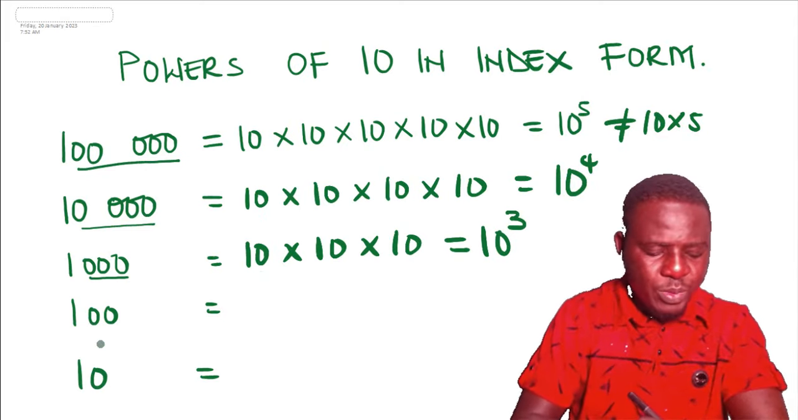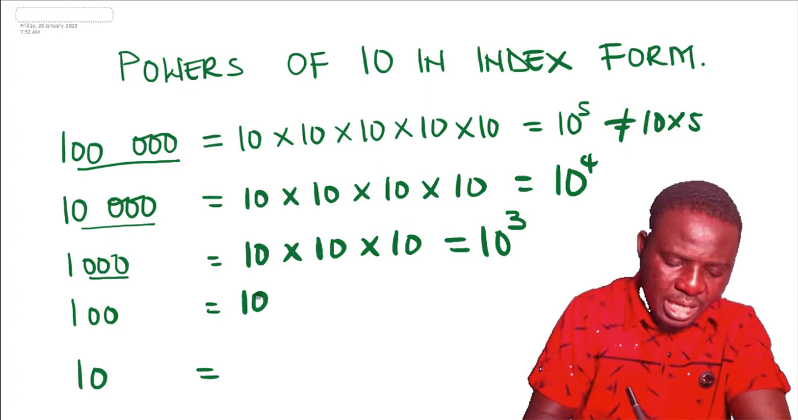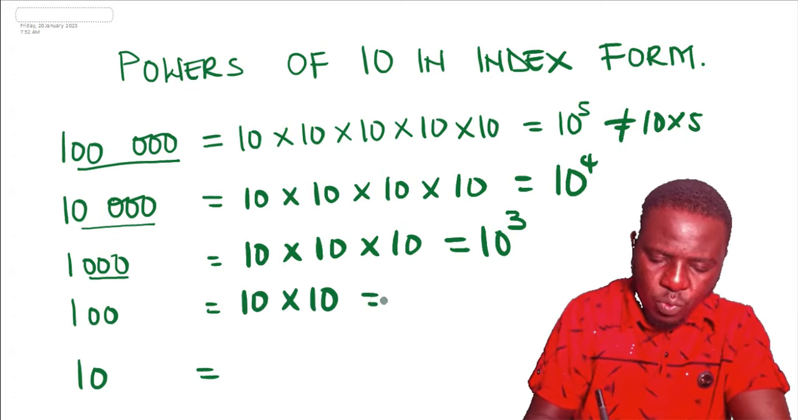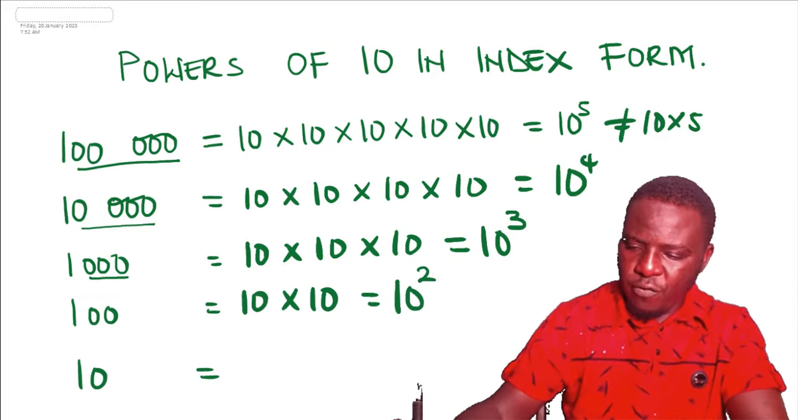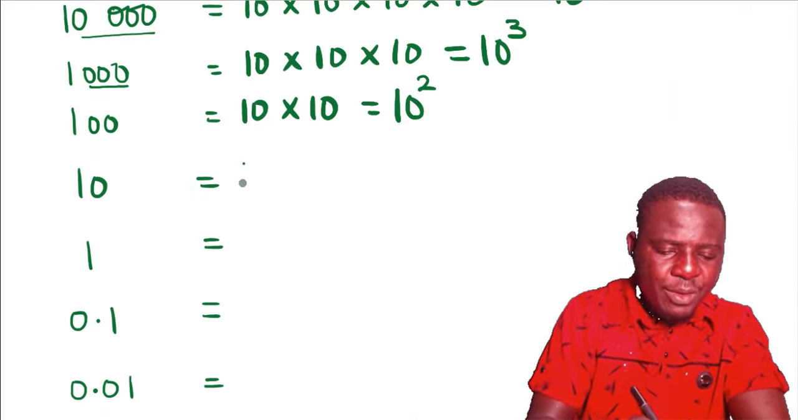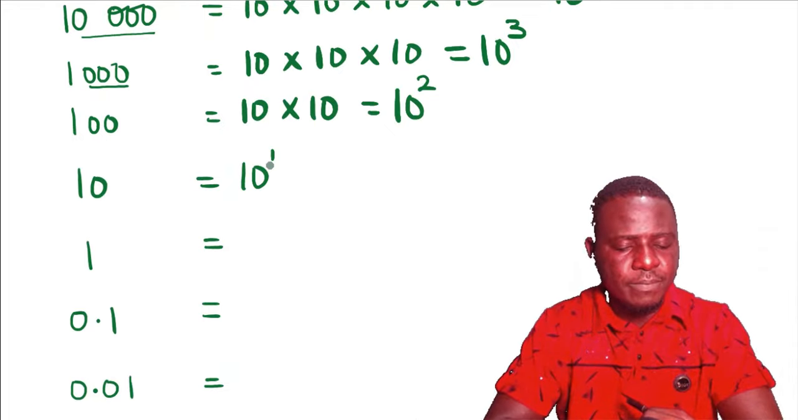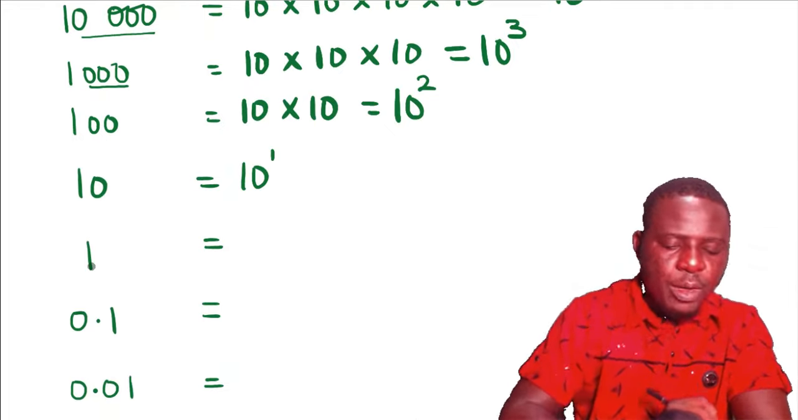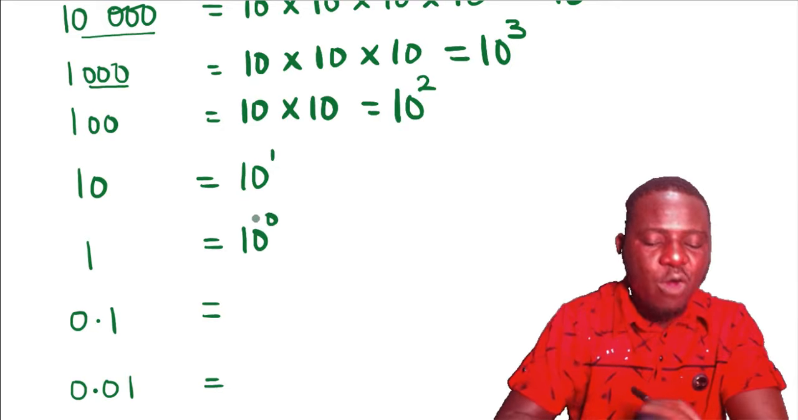Your guess will be as good as mine for 100, of which 100 can be written as 10 times 10, which is equal to 10 squared. If you follow it in that order, you agree with me that 10 can be written as 10 raised to the power of 1. What about 1? 1 is said to be 10 raised to the power of 0.